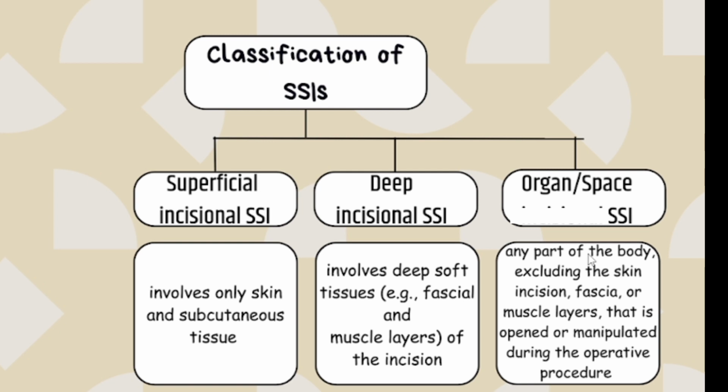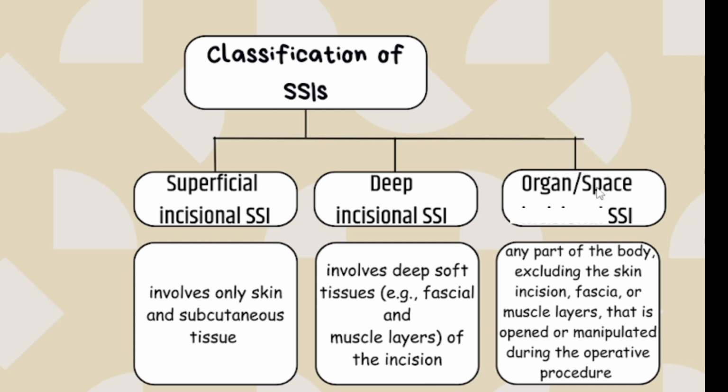And let's continue. Superficial incisional surgical site infection. As you can guess from the name, it involves only the skin and the subcutaneous tissue. Next is the deep incisional SSI, which involves the deep soft tissues. That is, it involves the fascial layers and the muscle layers of the incision.